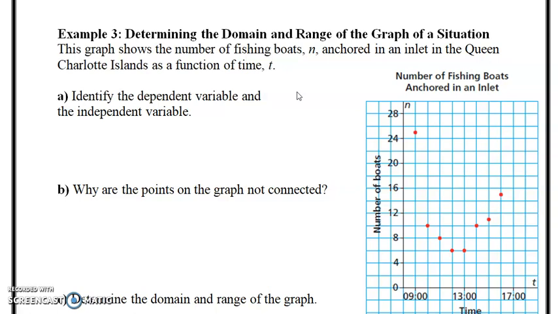Example 3 says determining the domain and range of the graph of a situation. This graph shows the number of fishing boats, N, anchored in an inlet in the Queen Charlotte Islands as a function of time. A, identify the dependent and independent variable.